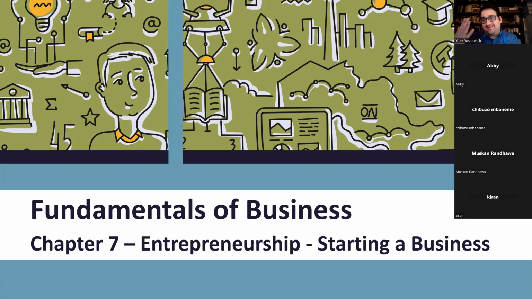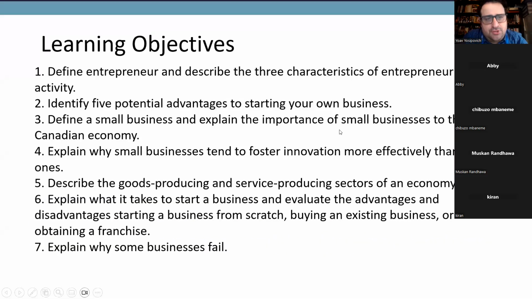that company will succeed. So what we're going to talk about today is defining entrepreneurship and describing the three characteristics of what entrepreneurship means, what kind of activity is in line. So we're going to identify five potential advantages to starting your own business. We're going to define a small business and explain a little bit more about the importance of a small business.